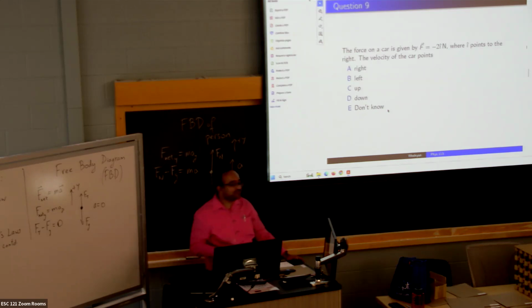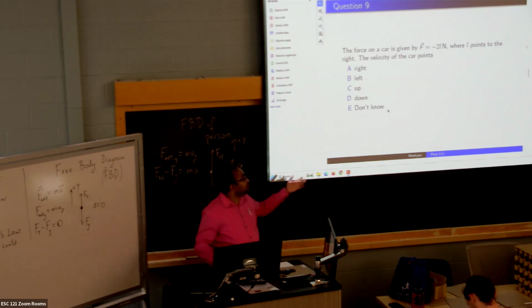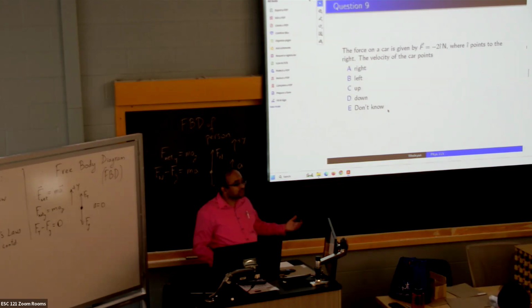Okay, all right. Some of you fell for the trap, some of you didn't. We don't know. You just know the direction of the force that tells you direction of the acceleration, nothing about the velocity at that moment, right? It tells you which way the velocity is going to change, but not the velocity at that moment.